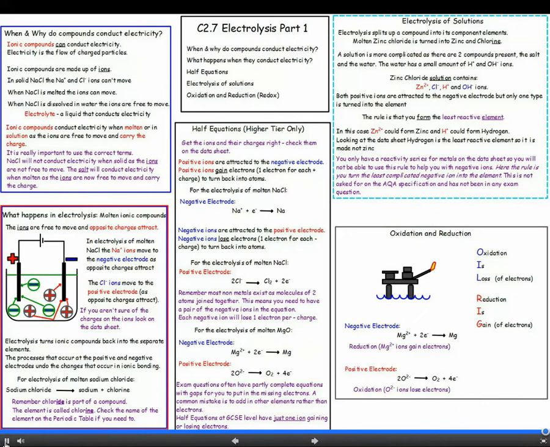That explains how electrolysis works, and now we're going to look at the uses of electrolysis.